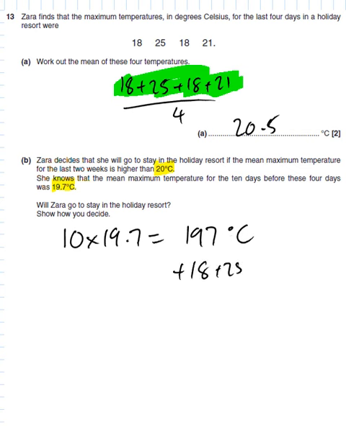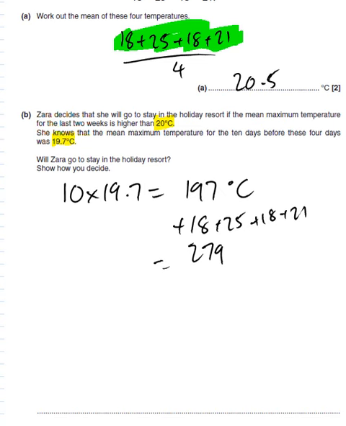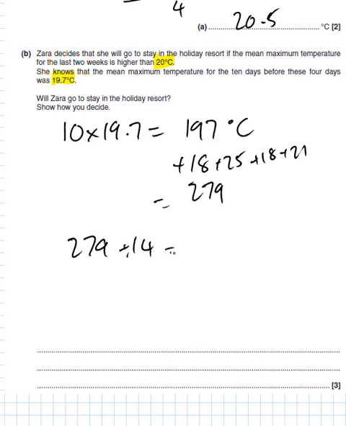So 18 plus your 25 plus your 18 plus your 21. So that'll then give you 197 plus 18 plus 25 plus 18 again, and then plus 21. So that gives us 279. Now then we've got 14 days now, haven't we? So it's 279 divided by 14. And then that will give us 19.9 degrees. So we look at that. So she wouldn't. No. Just too small.